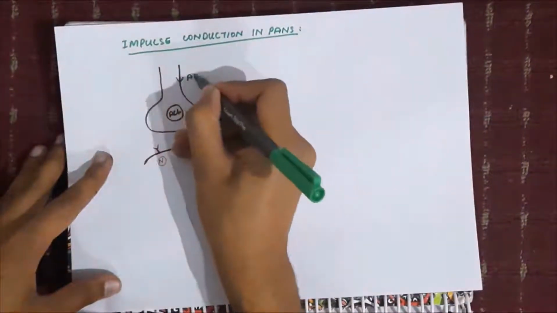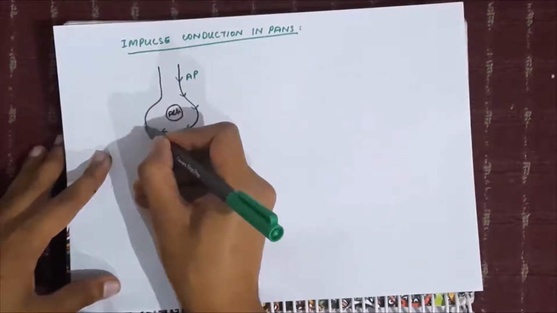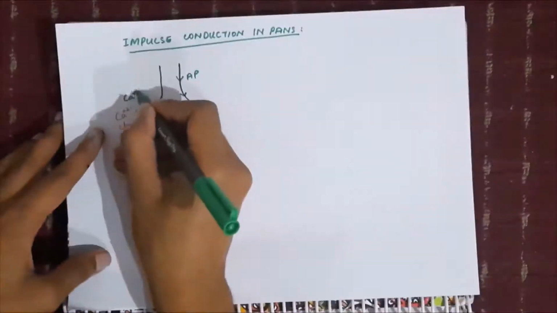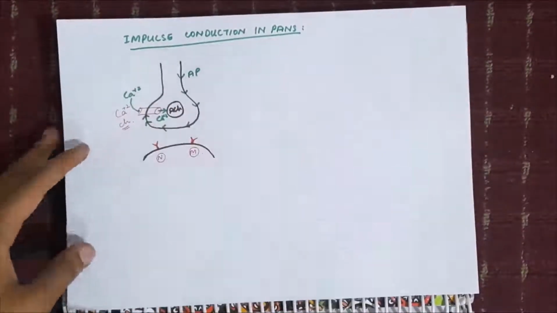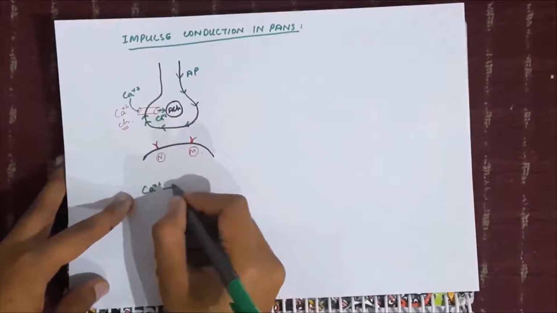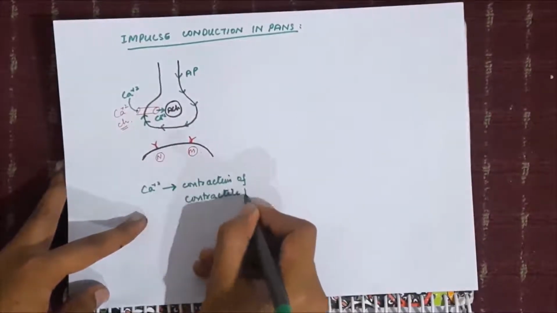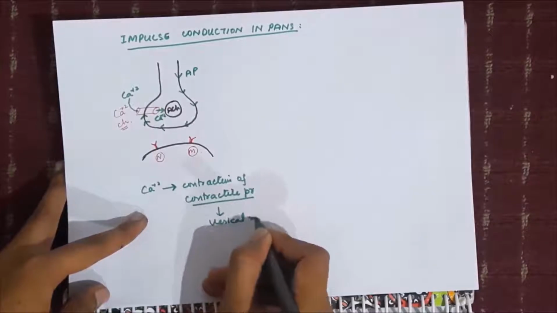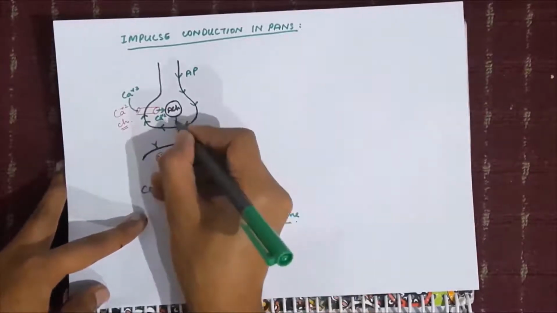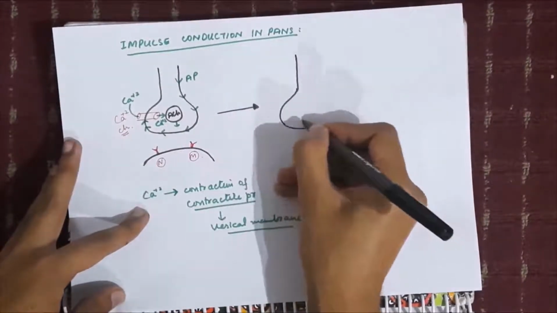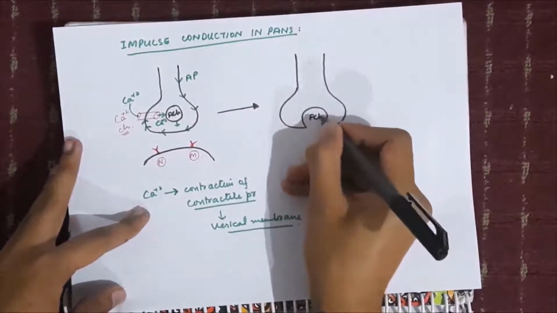Now, once the action potential depolarizes the presynaptic membrane, the voltage gated calcium channels present on it are activated and open by stimulation due to this action potential, which causes influx of calcium ions. This calcium is responsible for contraction of certain contractile proteins present in the membrane of the acetylcholine vesicle, and these contractile proteins move the vesicle towards the synapse, and eventually by the process of exocytosis, these neurotransmitters are released into the synapse.